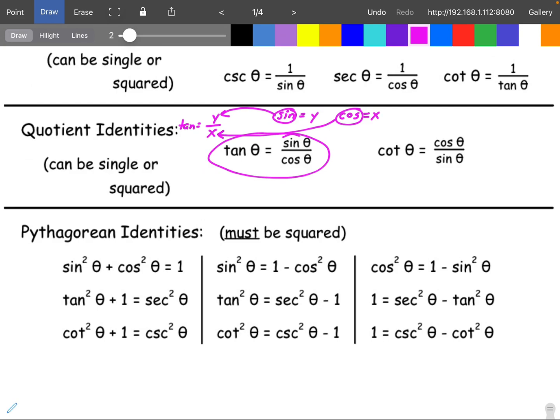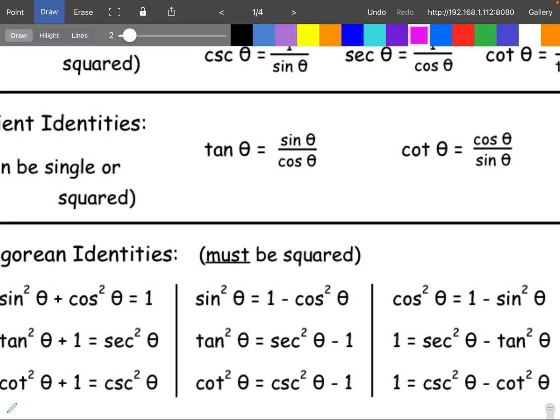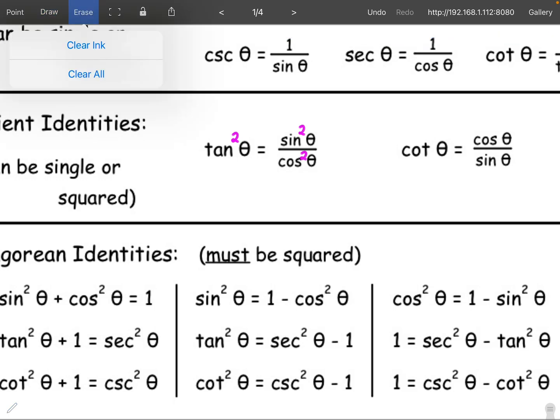Those can also be single or squared. So that means that not only can we use it like this, but we can also say that tangent squared theta is the same thing as sine squared theta over cosine squared theta. And the same thing with the other one. So those can be single or squared as well.